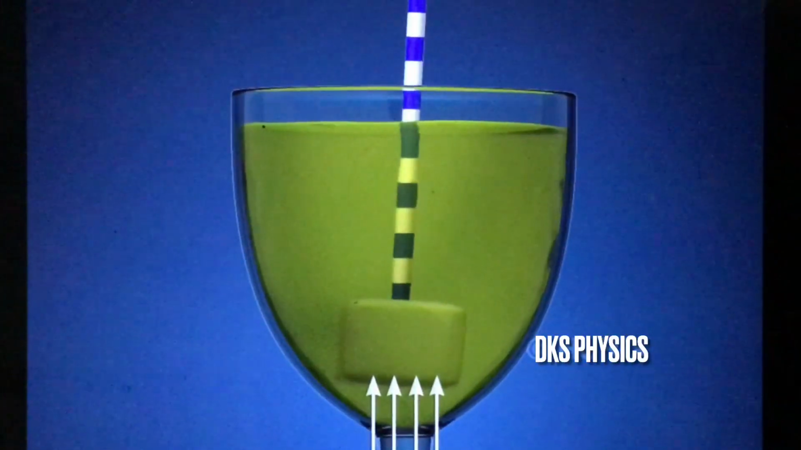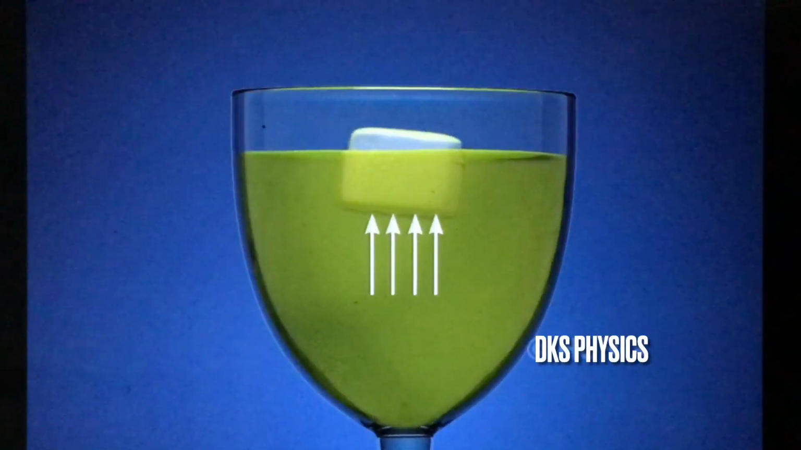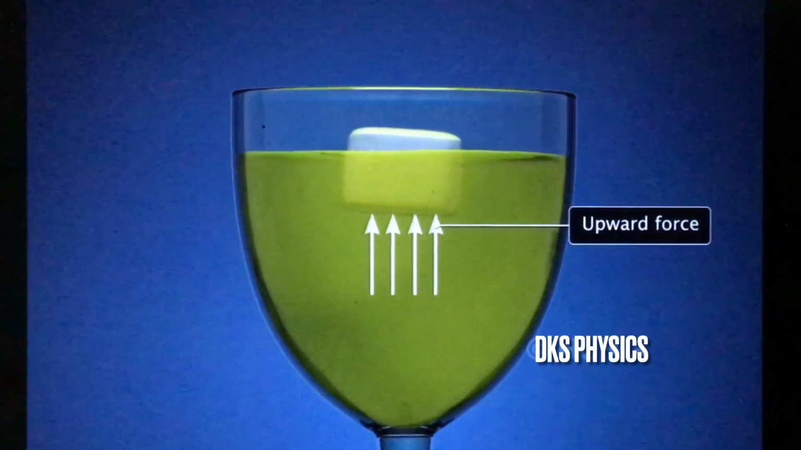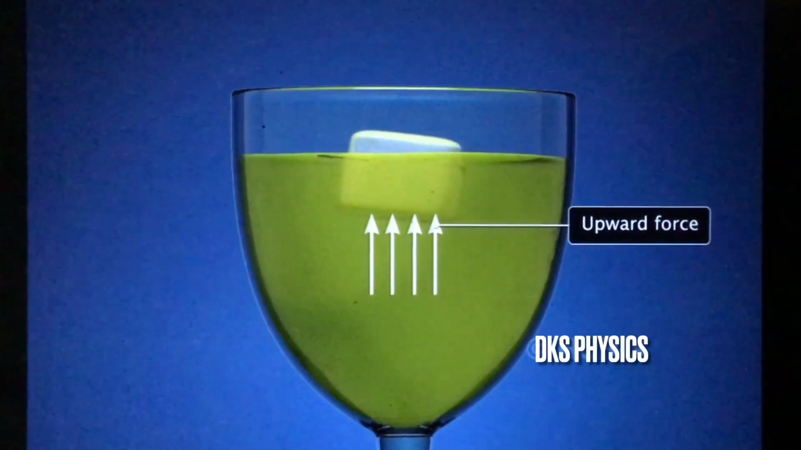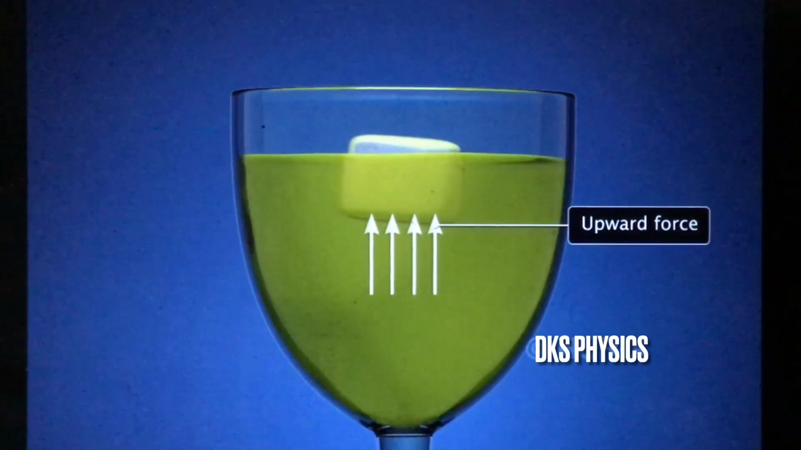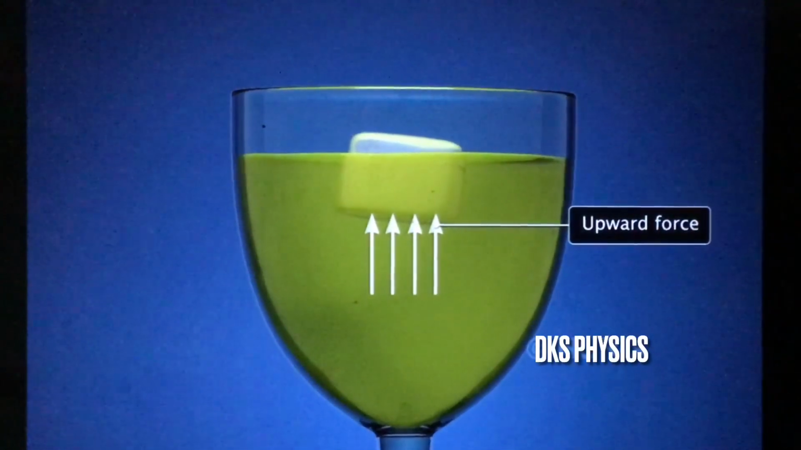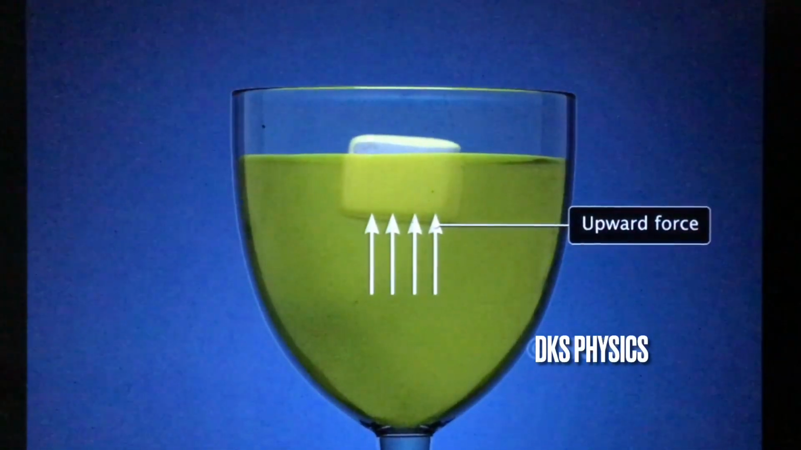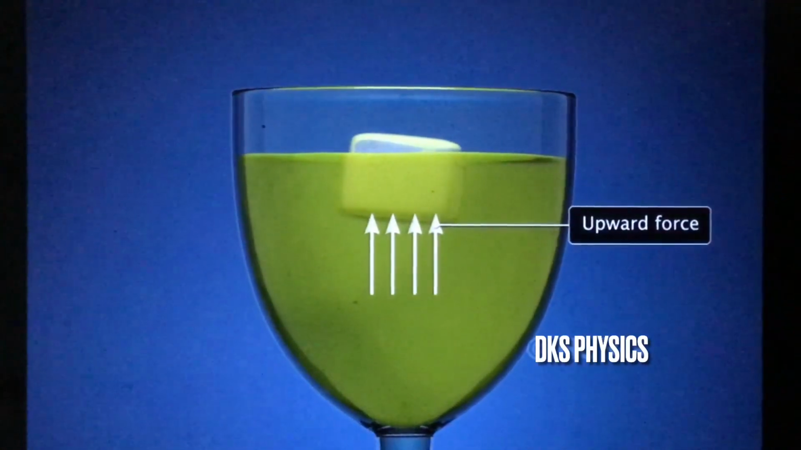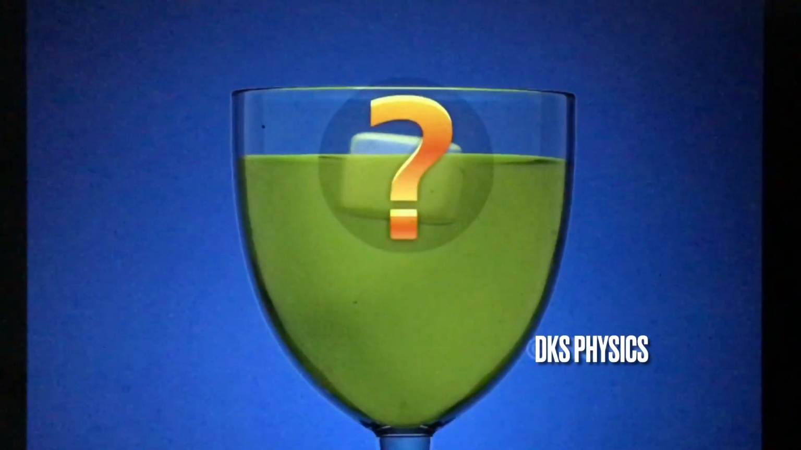The liquid pushes the cubes upward. This upward push or force is called upthrust. All fluids provide upthrust. Upthrust is also referred to as the buoyant force. How is buoyancy generated?